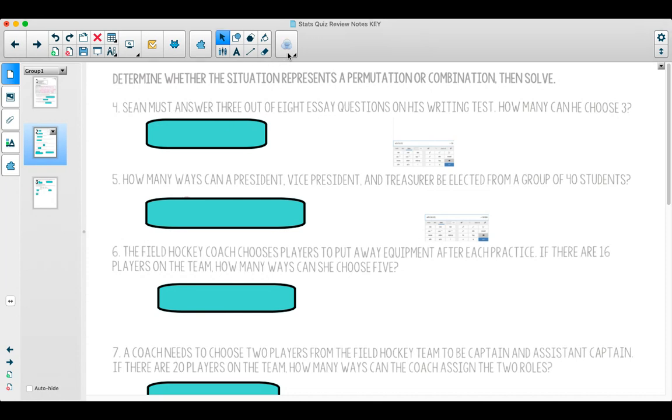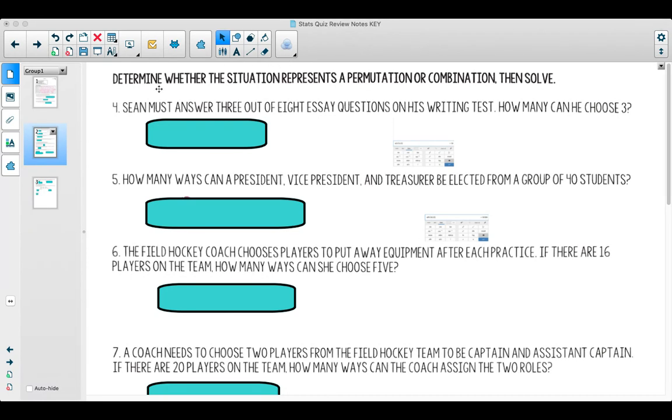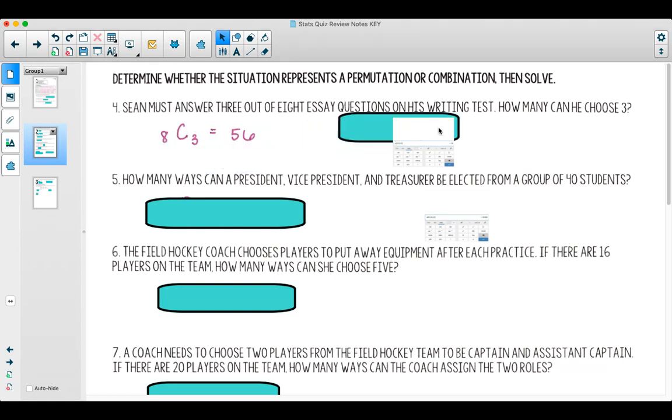So in here, we see that Sean must answer 3 out of 8 essay questions on his writing test. How many ways can he choose 3? So here, order doesn't matter. He knows all of them about the same amount. So it's going to be a combination. So we're going to do 8 choose 3 in our calculator.